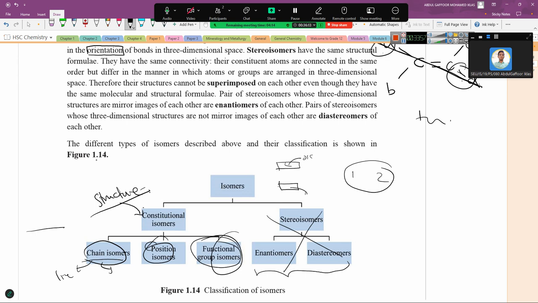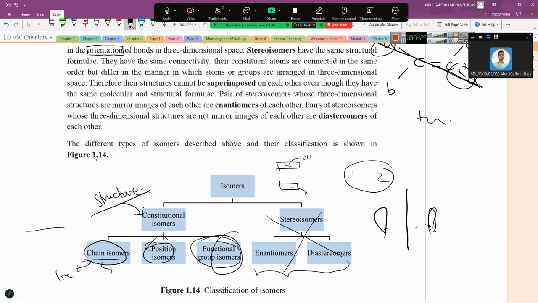For example, let's say you have a mirror, right? You have a symmetrical object, and the image and the symmetrical object are superimposable. If you bring the image and the object together, they will overlap. So they are called superimposable images. But if the object is asymmetric, then they are not superimposable.